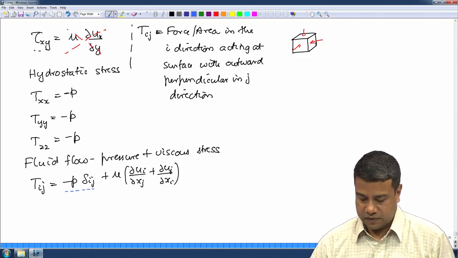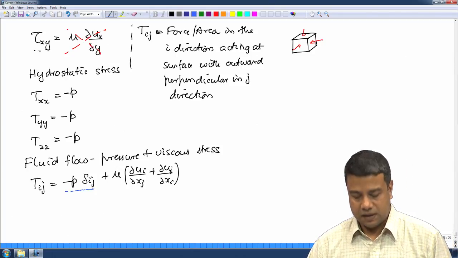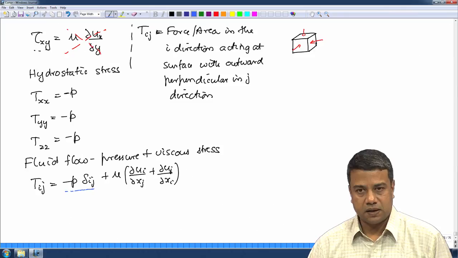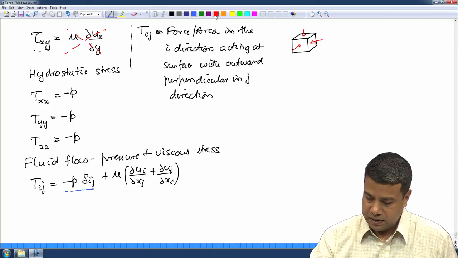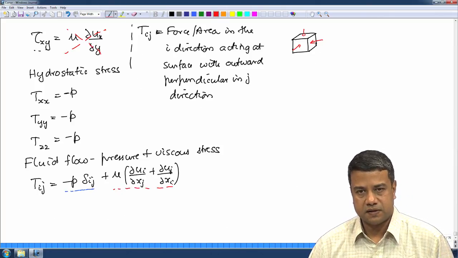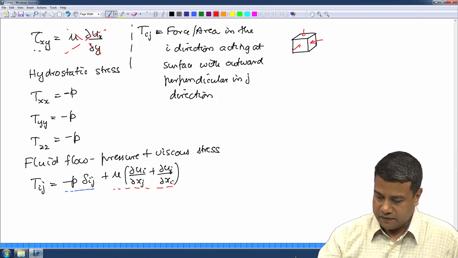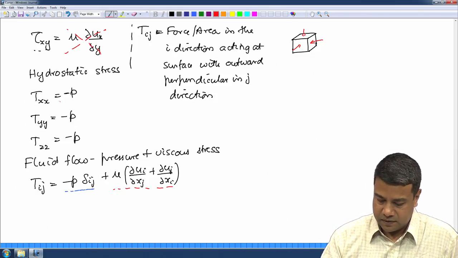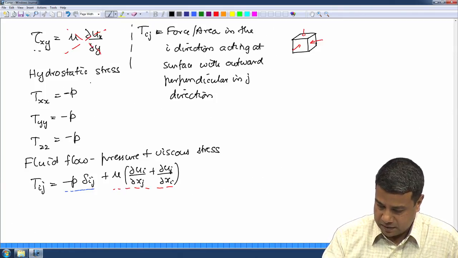So, if I had no fluid flow, I would just get this term, which means that Txx, Tyy and Tzz will be equal to minus P, all other components are 0. The second term here is the viscous stress, and this depends upon the velocity gradient. So, in the presence of a velocity gradient, if I were to write Txx for example, I would have a second term here.